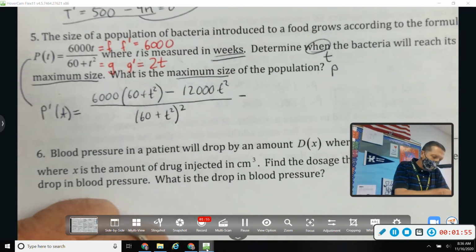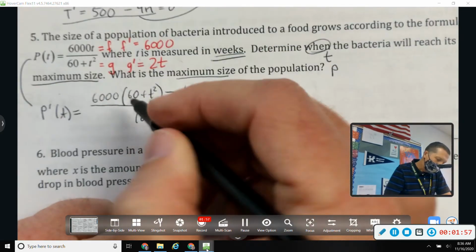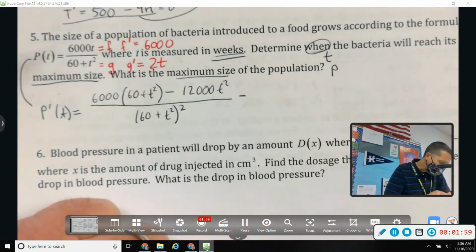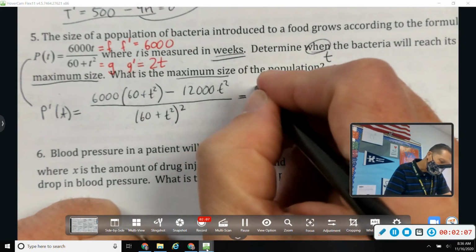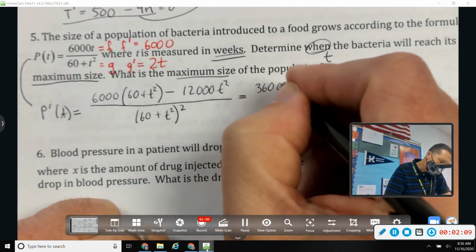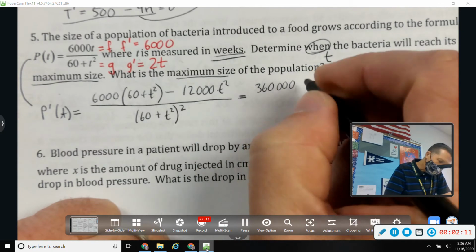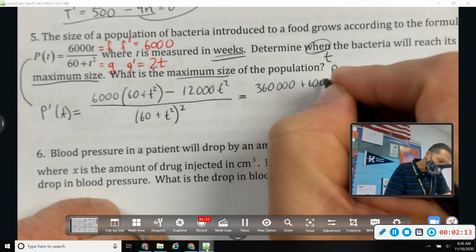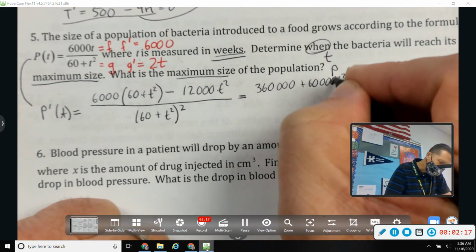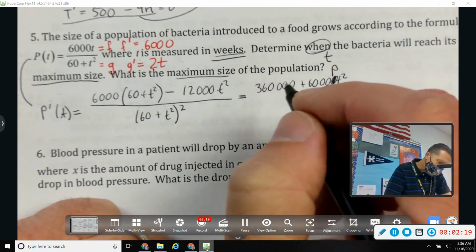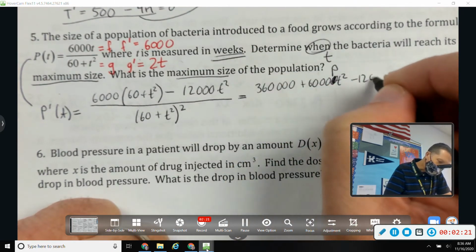60 times 6,000. That would be 36,000 with an extra 0, I think. Yep. 360,000 plus 60,000 T squared. Nope, 6,000 T squared, minus 12,000 T squared.